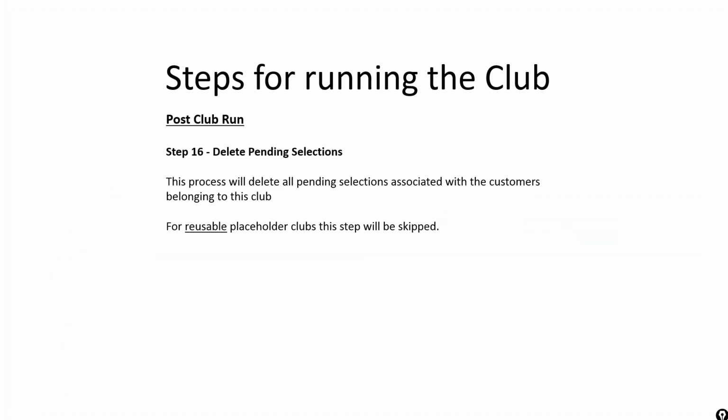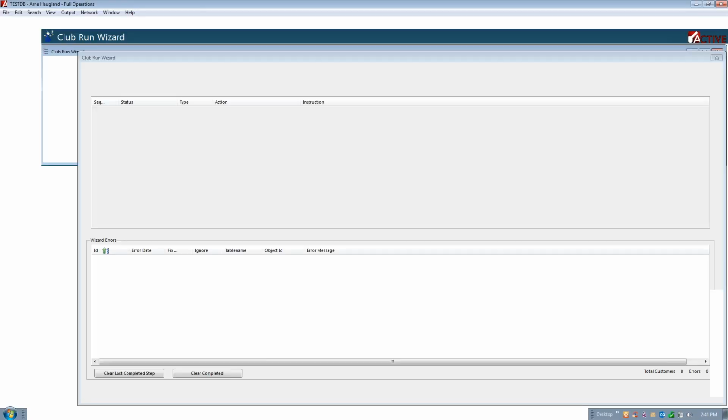But a bit of house cleaning is step 16, which allows you to delete all these pending selections that we added to the customer records. For reusable clubs, you do not want to execute this. This is a step you would skip. And you can actually modify the steps so that this step doesn't appear if that is the case. But let me show you what it does.